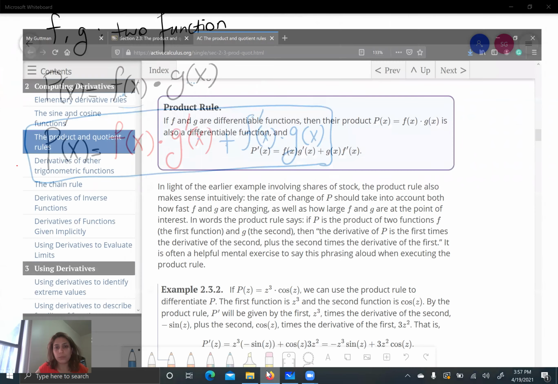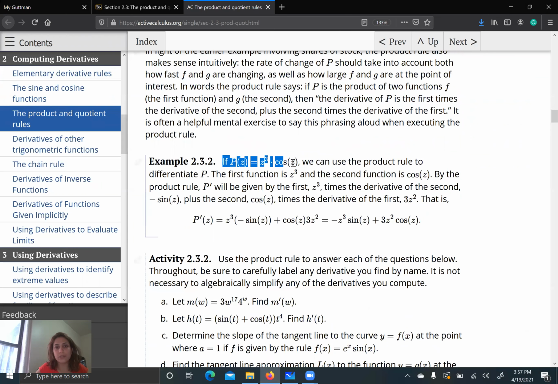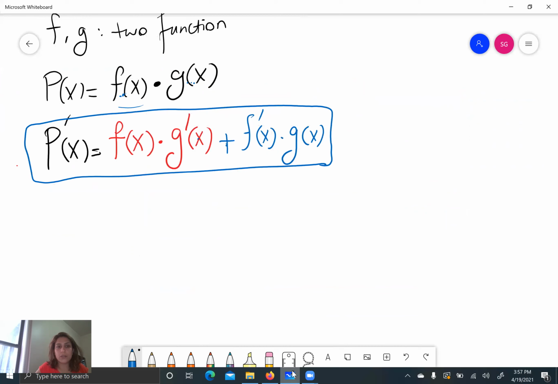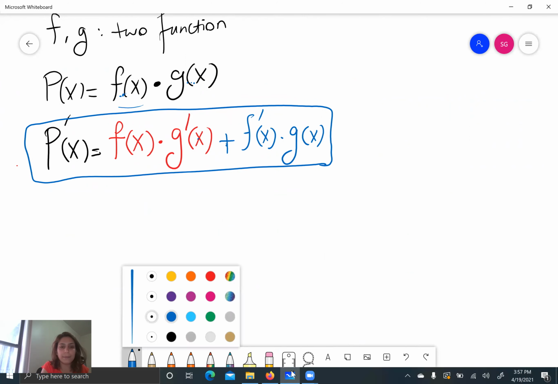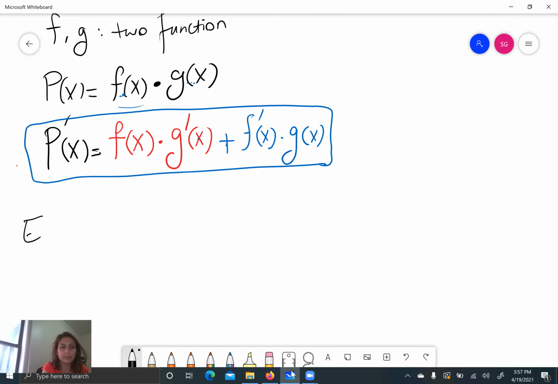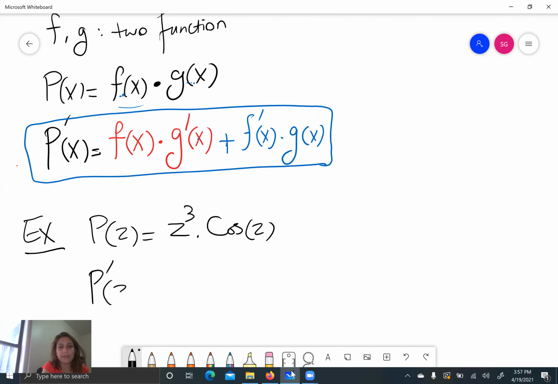So let's use this to answer this question. The product of Z cubed times cosine. For example, let's say P of Z is Z cube times cosine of Z. Find the derivative of this function P. That's the question. So first of all, let's identify this function.